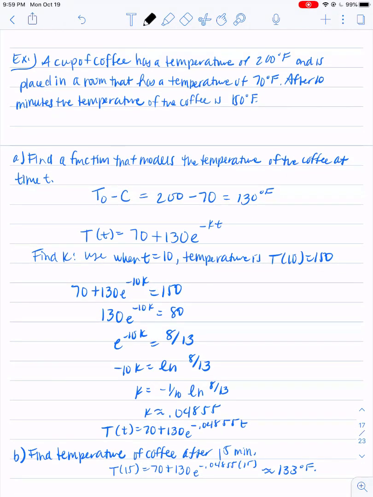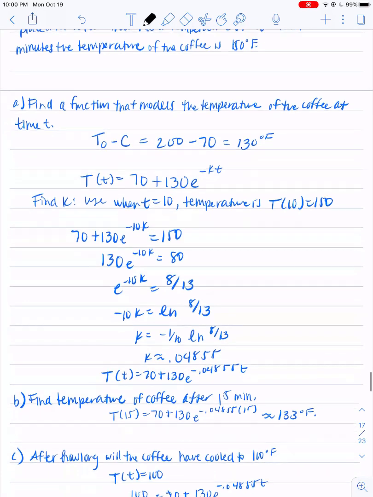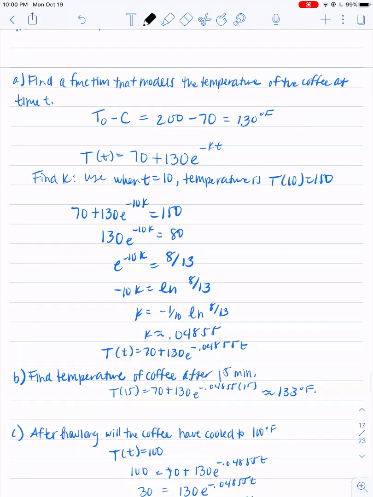Okay, so for example, we have a cup of coffee. Coffee has a temperature of 200 degrees Fahrenheit. The book has really, really hot coffee and it is placed in a room that has a temperature of 70 degrees. So after 10 minutes, the temperature of the coffee is 150 degrees Fahrenheit. So you want to find a function that models the temperature of the coffee at time t.